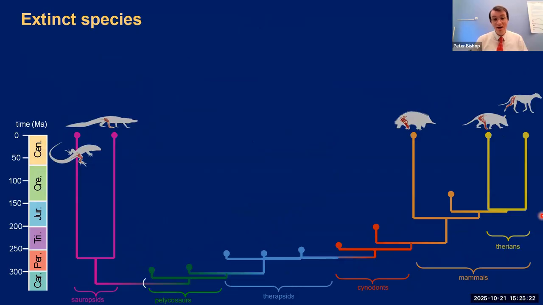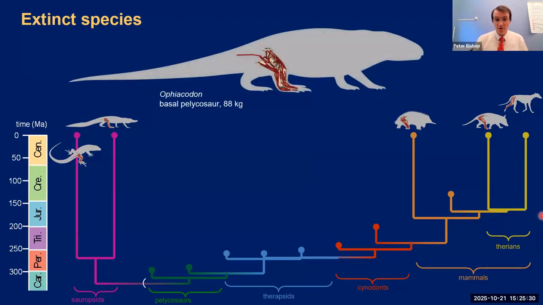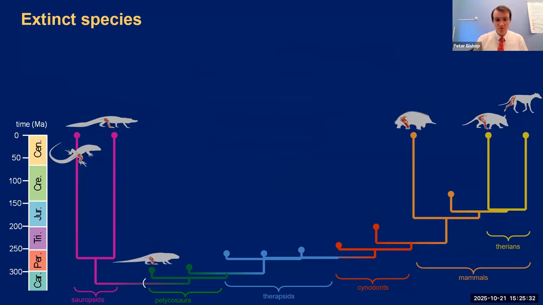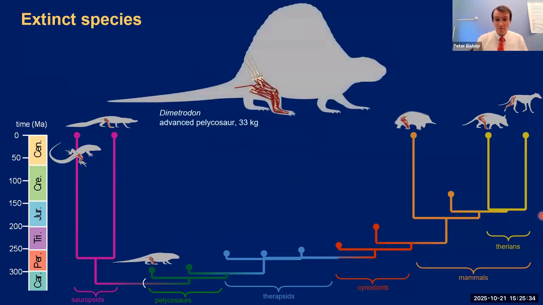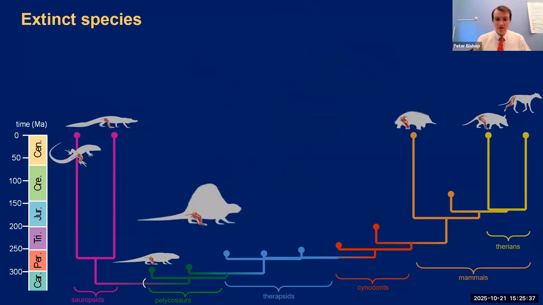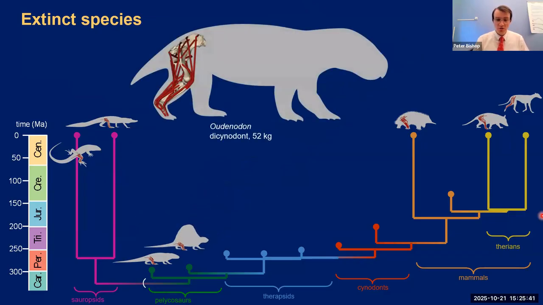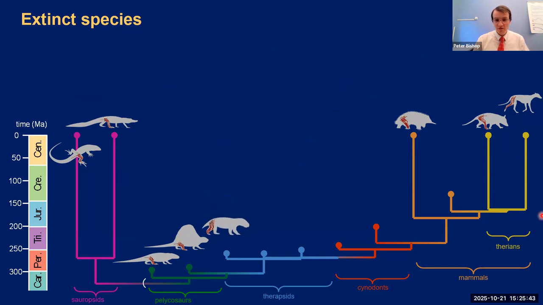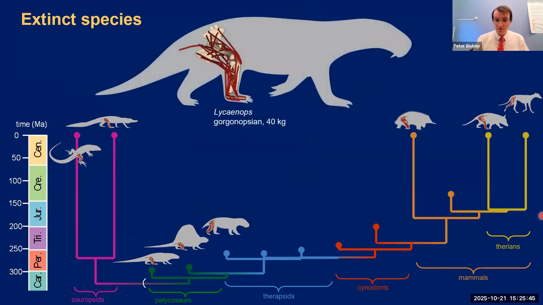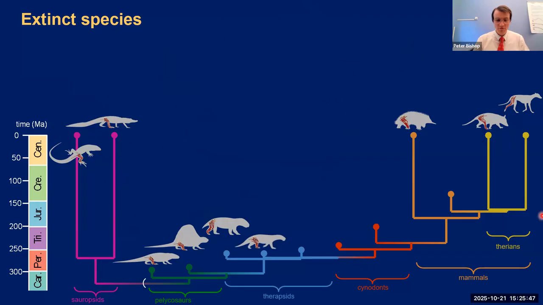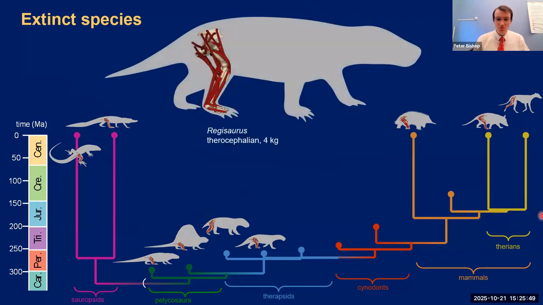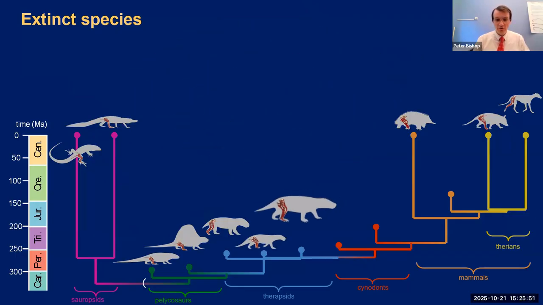And then to this tree, we're going to add 8 extinct species that were chosen based on well-preserved and accessible fossil material. So these species are Ophiacodon, a relatively primitive pelycosaur from the early Permian, as well as Dimetrodon, one of those famous sailbacks. It's an advanced grade of pelycosaur. Then we've got a few therapsids. So Odontodon, one of these beaked herbivorous dicynodonts. You've got Lycaenops, a carnivorous saber-toothed therapsid from the late Permian. And we have Regisaurus, a therocephalian from the earliest Triassic.